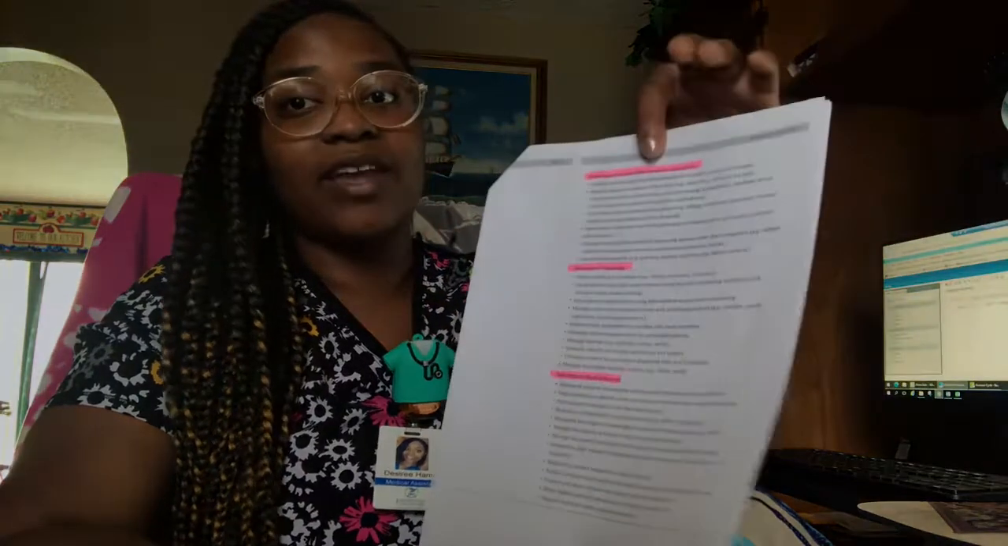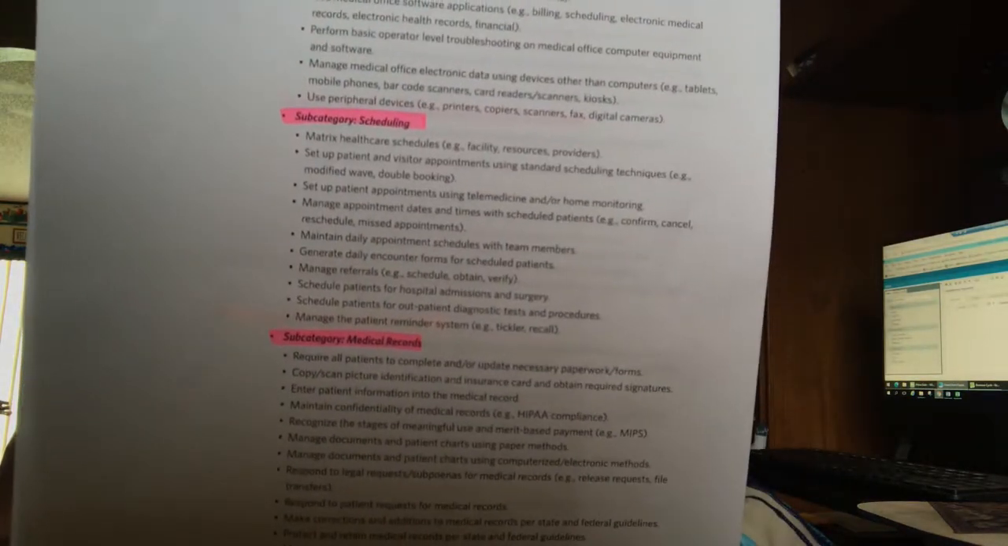You also have on here computer applications. They will throw in there the difference between hard drive and software drive. Making sure you understand the certain devices that fall in that category. Also making sure you understand how to schedule the patient. So they will have wave booking, double wave booking, examples as far as that. Modified wave booking. Medical records is going to be a category as well too, and that's pretty much self-explanatory.